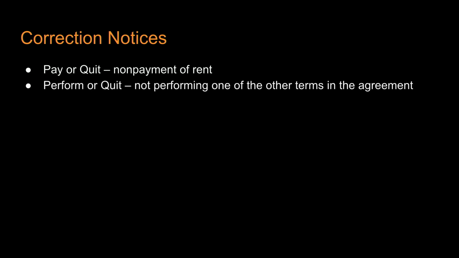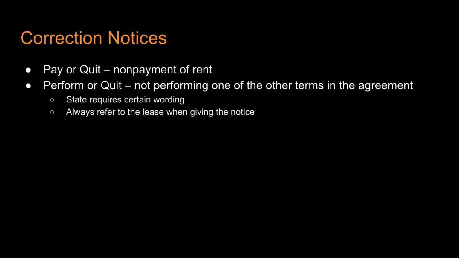Now, it's important to build up an arsenal of correction notices. You can get these from your attorney, or you can get boilerplate documents online. Make sure if you get one of those boilerplate documents that you have your attorney look it over to make sure it's going to fit your state's requirements. Those forms will include the pay or quit, which you will deliver in case of non-payment of rent. The perform or quit, in the case of a tenant not performing one of the other items in the agreement. Now remember that the state requires certain wording for each one of these documents, so it's important to be aware of state laws as well as having your attorney look them over.